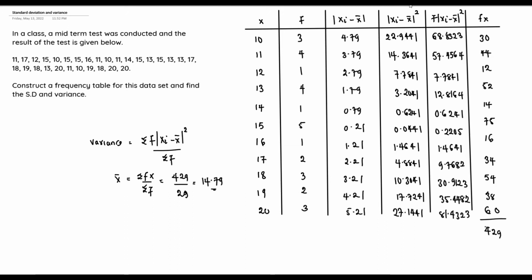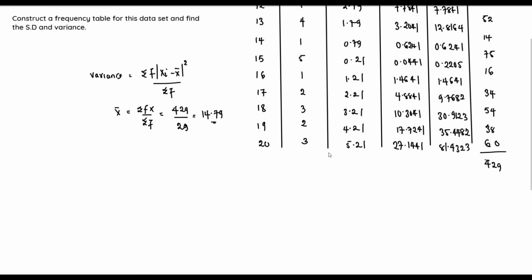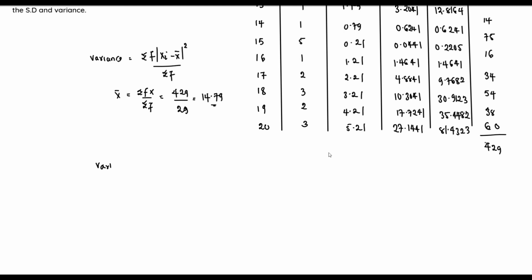The next step is for us to sum everything we have right here. If we sum from 68.8323 down to 57.4564 all through 81.4323, we are going to have our answer. So let's just take this down. That means our variance is going to be 306.7589 divided by the sum of the frequencies, which is 29. So when we do the math, 306.7589 divided by 29, our answer is 10.58. So the variance of our dataset is 10.58.